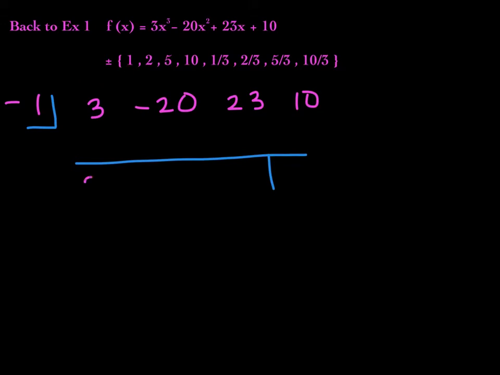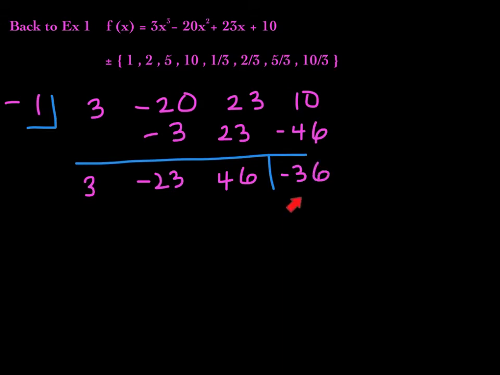Drop the 3. Negative 1 times 3 is negative 3. Negative 20 plus negative 3 is negative 23. Negative 1 times negative 23 is 23. And this is 46. I don't think this is going to work. Negative 1 times 46 is negative 46. And this gives me negative 36. All right, so this is not 0. Therefore, negative 1 is not a 0 either.